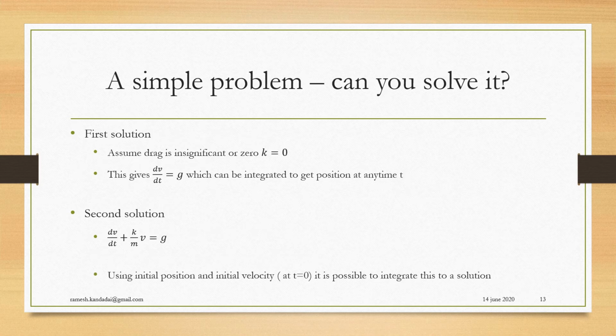The first solution to such an equation is to assume that the drag is insignificant or zero. That is, the constant of proportionality is zero. This is true particularly in the case of small objects. This gives you dv by dt is equal to the gravitational acceleration, which can easily be integrated to get the position at any time. The second solution is as given in the slide. You can use the initial conditions. You can give it an initial velocity, and you can solve it and integrate it to its solution.